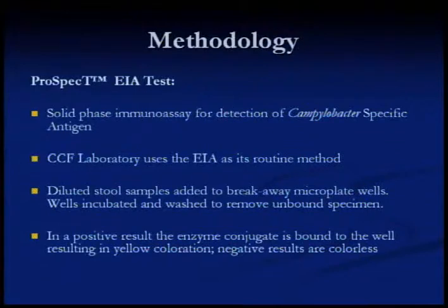For this test, the diluted stool samples were added to breakaway microplate wells on which the antibody was bound. The wells were incubated and washed to remove the unbound specimen. In a positive result, the enzyme conjugate was bound to the well and resulted in a yellow coloration, whereas a negative result was colorless. This testing method takes approximately 2 hours, and there is risk for crossover between the wells.